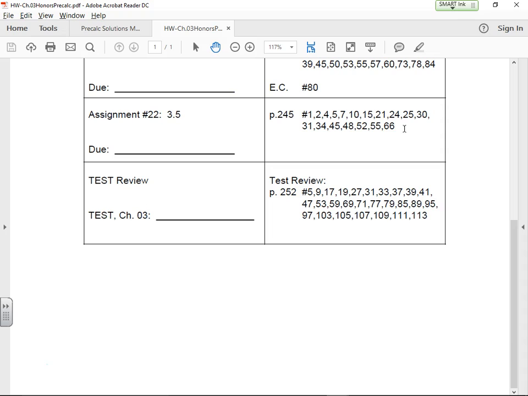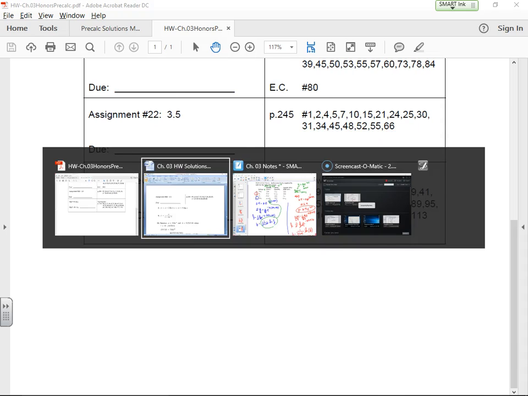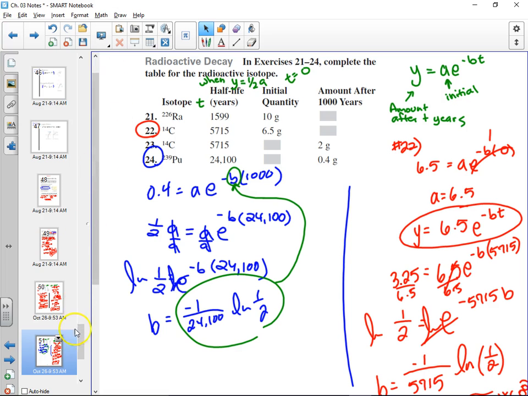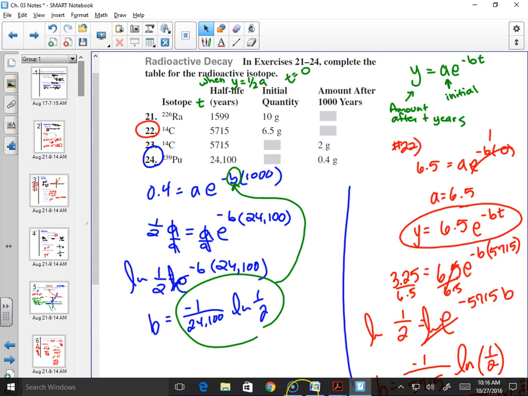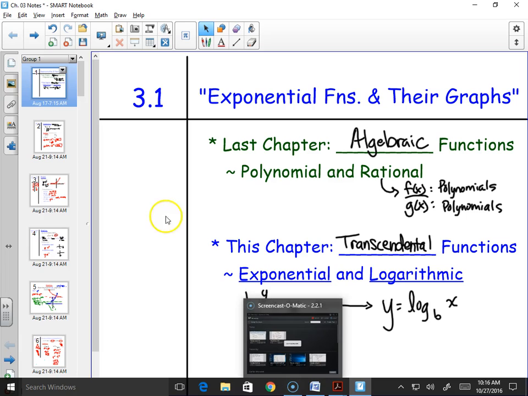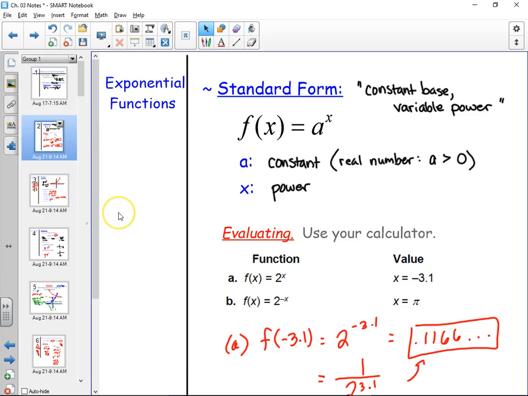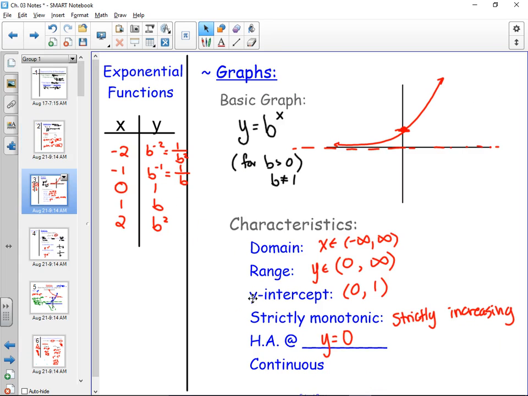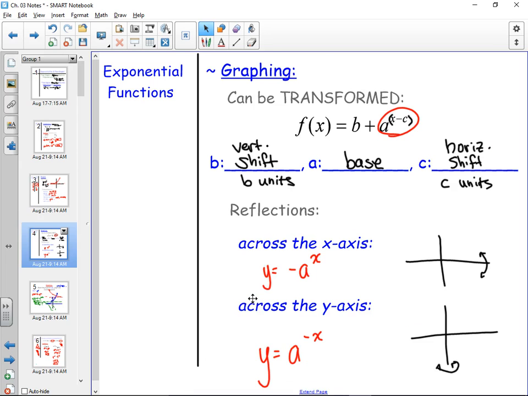Question. Is the entire test going to be word problems from 3.5? No. Where have we been this chapter, cool kids? Everywhere. Yeah. Where did we start off with? What was in section 1? Yeah, we just talked about exponential functions, and we talked about how to plug them into our calculators. How to think about their graphs and what they're going to look like when they get transformed.